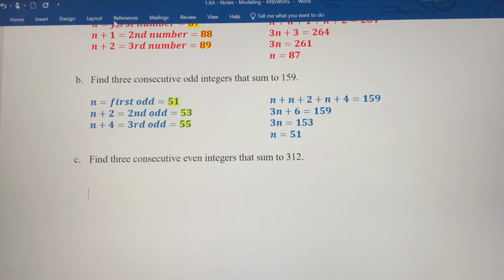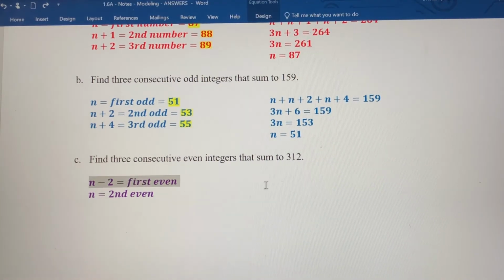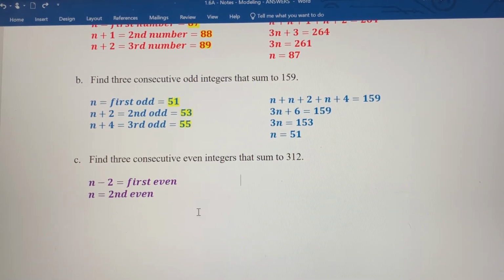All right, so in this one, I'm actually going to set this up a little bit differently than I did the first 2. I'm going to start with my second even here, and I'm going to call it n. Some of you might like this method a little better than what I did in the first 2 examples. So let's say that second even number was 8, for example. So the even number before that would be 6, and that means it's 2 less than my second even, so n minus 2. My third even would be 2 bigger than n, so n plus 2.